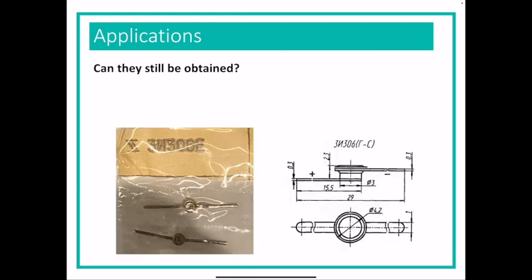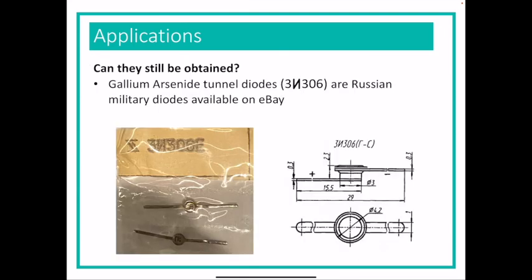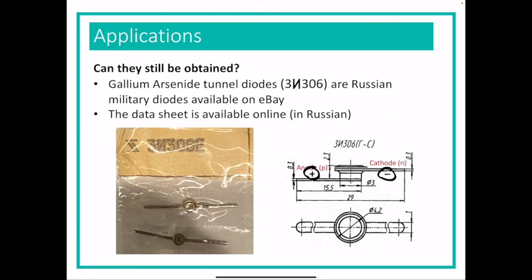You can still get tunnel diodes. You can get gallium arsenide Russian military diodes on eBay, and you can get the data sheet, but the data sheet is all in Russian. On the left is what you get when you get tunnel diodes from eBay. They get sent from the Ukraine. The data sheet is impossible to read unless you know Russian, except for the diagram that tells you where the anode and cathode are. They do not mark anode and cathode, but it is marked plus and minus. So that tells us where the anode and the cathode are.